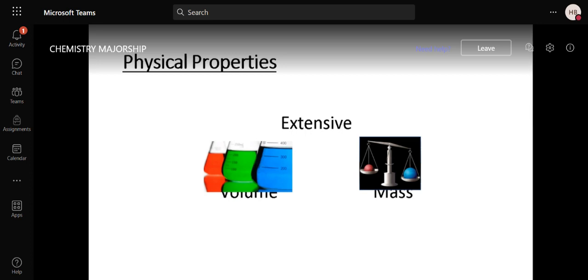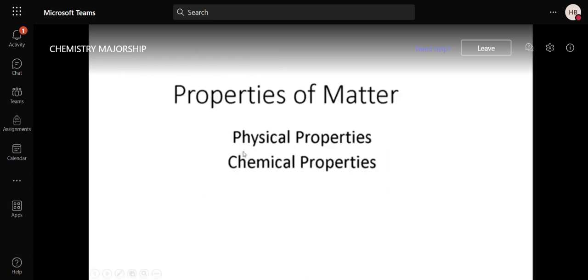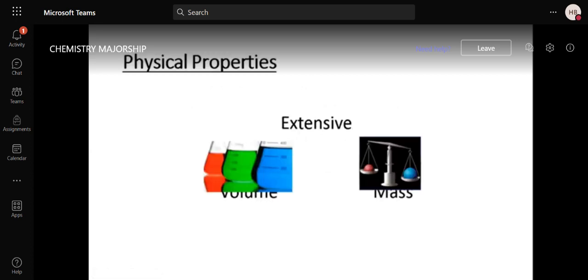Take note, ang volume, habang dinadagdagan mo, parang yung baso mo, di ba? Lalagyan mo ng Coke. Habang dinadagdagan mo ng Coke, ano nangyayari dun sa volume ng Coke na nasa baso mo? Dumadami. There you go. So as you add more matter, the property also changes. Ganun din sa mass.